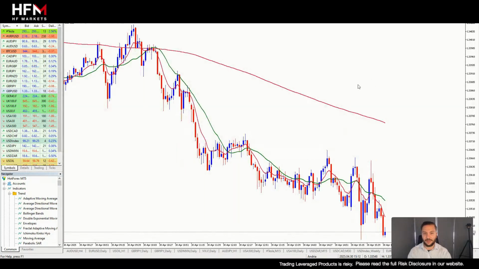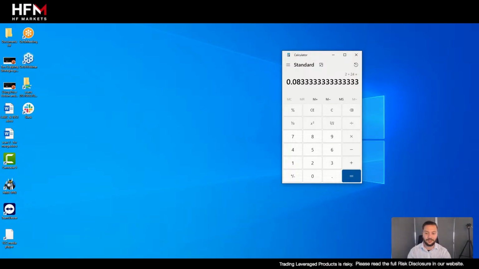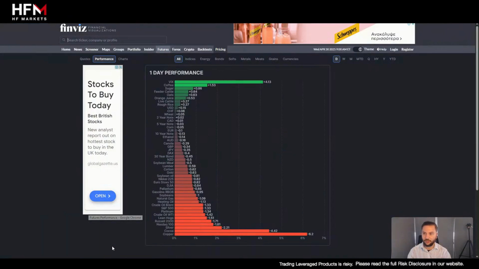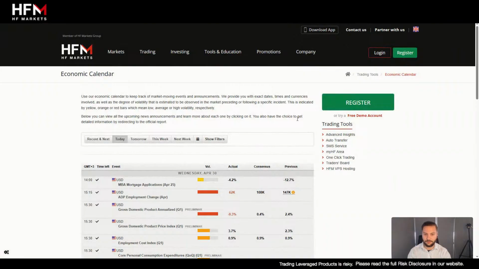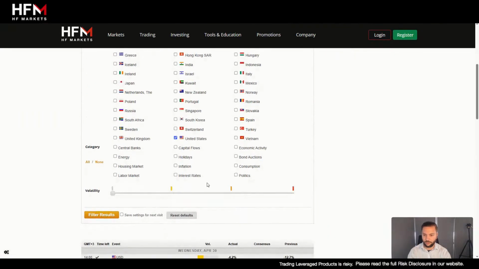Let's look at the British pound against the US dollar. That's seen a stronger downward decline in favor of the US dollar. This is also because the Bank of England has a rate decision tomorrow. Let's actually look at that on our calendar. So I'll add the UK.